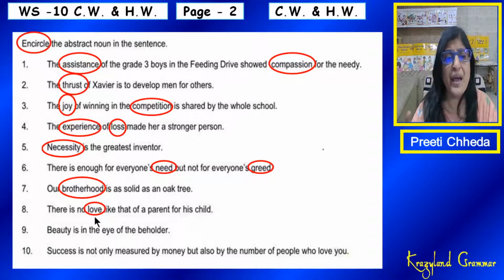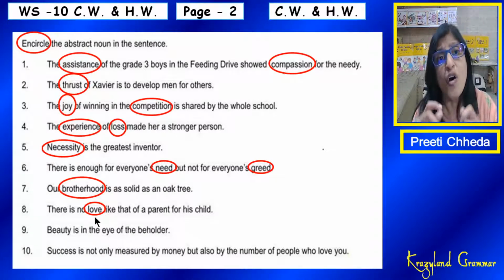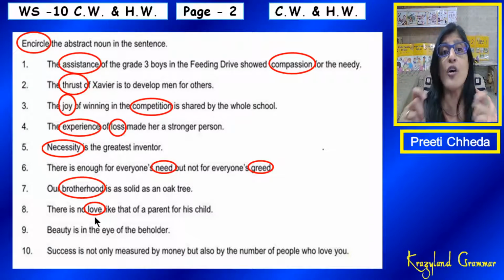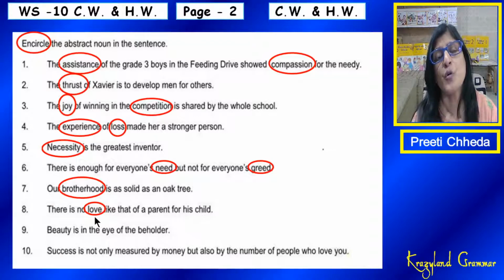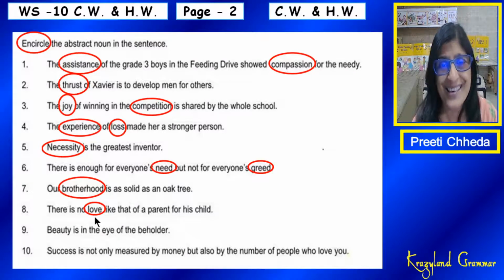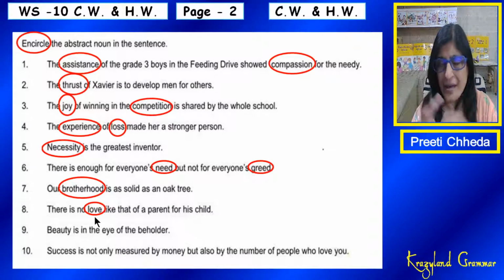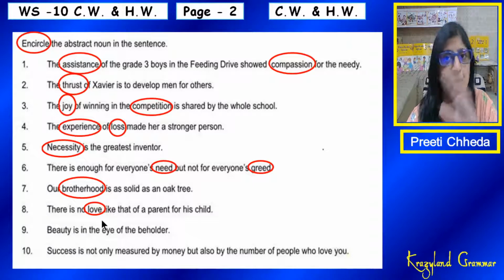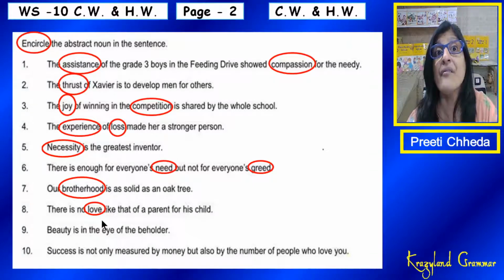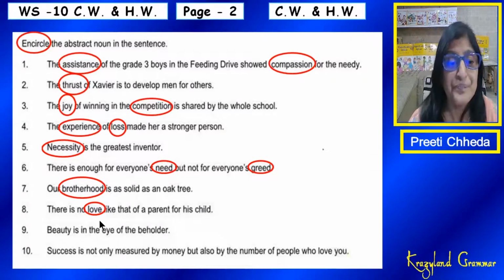ऐसा कोई भी प्यार नहीं है like that, मतलब जैसा कि of a parent for his child. मतलब पेरेंट जो अपने बच्चों को प्यार करता है ना, that love, there is no love like that. So that parents' love is great. So please be careful, यहाँ पे वो verb नहीं है. Your love is an abstract noun.